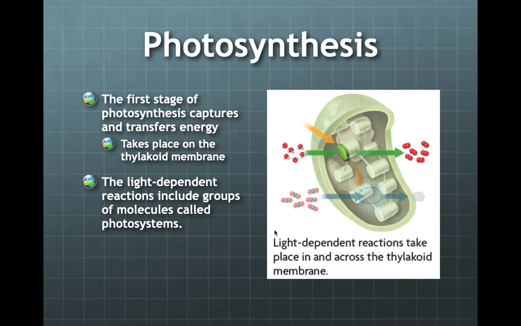So our first stage of photosynthesis is going to capture light energy and transfer this energy, and this takes place in the thylakoid membrane. Here we see this little green disc, that is my thylakoid, and it's going to include groups of molecules called photosystems that we'll look at in just a minute. This is the part where we bring in water and sunlight to the thylakoid, and then we make some molecules here.